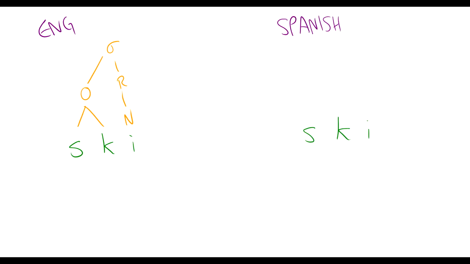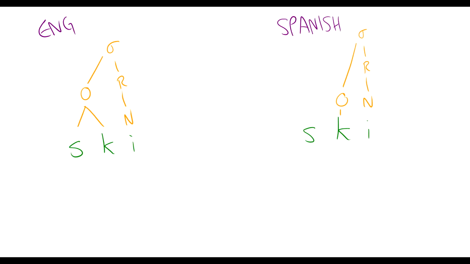Now in Spanish, let's start off the same way. Let's start with the nucleus, all the way up to the rhyme, up to the syllable. And we say, is sk an okay onset in Spanish? And Spanish speakers will tell you, no, it's not. We can only have this k in the onset. So what happens here? Well, there's nothing left to put in the onset. We can't have this sk cluster in the onset of a syllable.